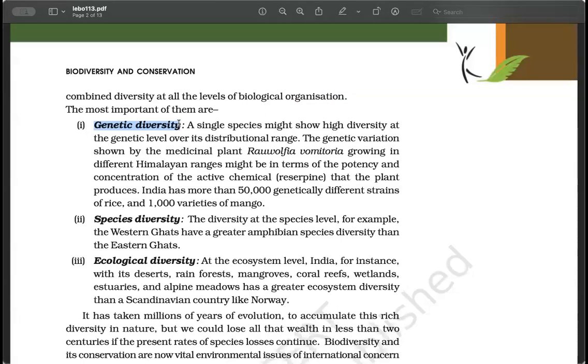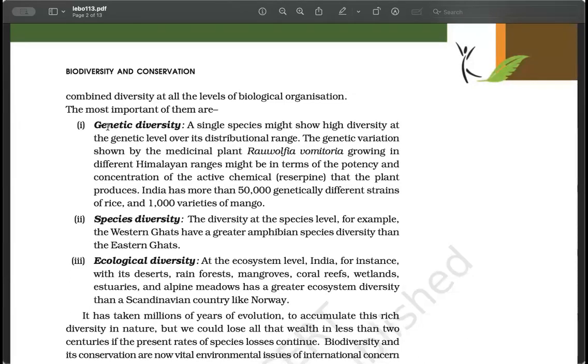and genetic variations. They have given you an example of the Rauwolfia vomitoria plant, which is a medicinal plant. Depending on the region where it is growing, you will find that the active chemical that it secretes, reserpine, differs in potency and concentration in that plant. That is one example, because these plants have genetic diversity from region to region. And there are more examples that we talked about.